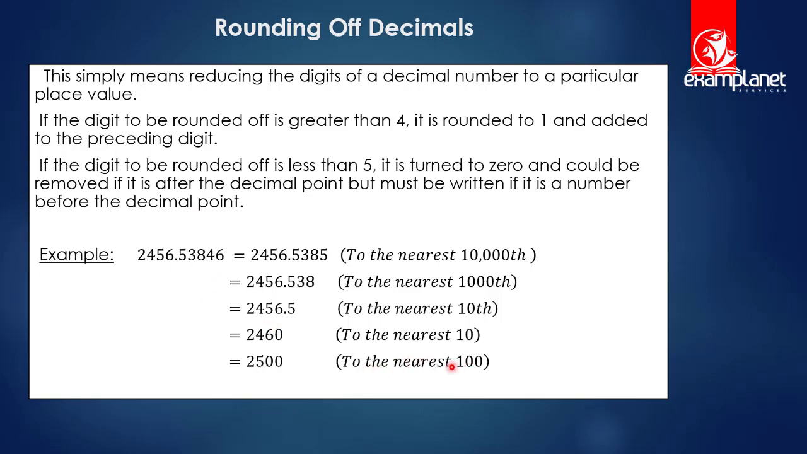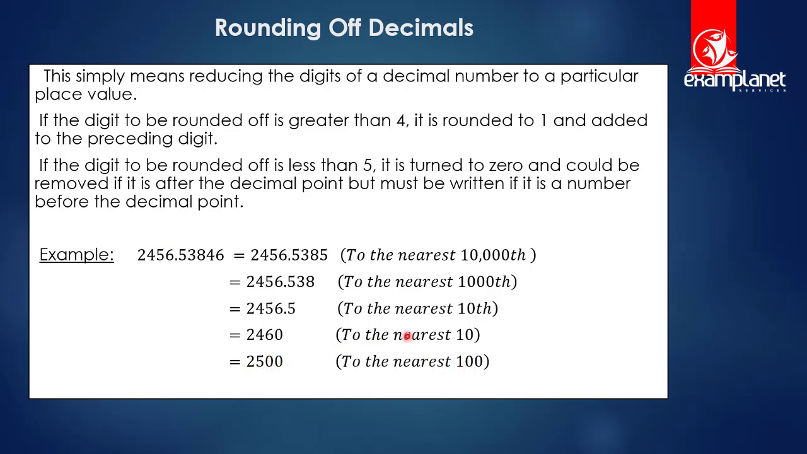Now we have to the nearest 100. So here, 100, that's unit, tens, hundreds. So we are coming here. So that means we're rounding up this 5. Like I said, the immediate number, you round it up. So this 5. Now, since we have 5 there, it is more than 4. That means you turn it to 1 and add to the 4 behind it, the preceding number. So if you turn this to 1 and we add to this 4, then we have 2, 5. Then we replace these two digits before the point with zeros. So giving us 2,500. So that is to the nearest 100.